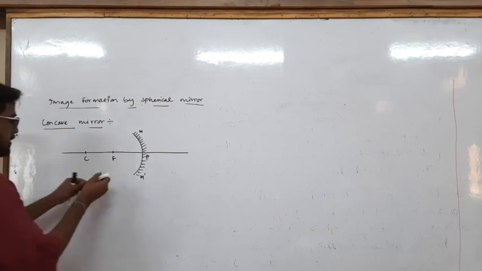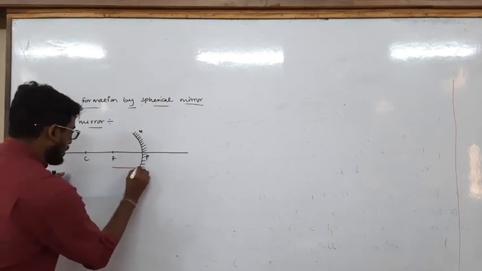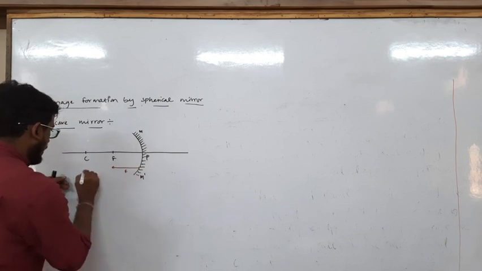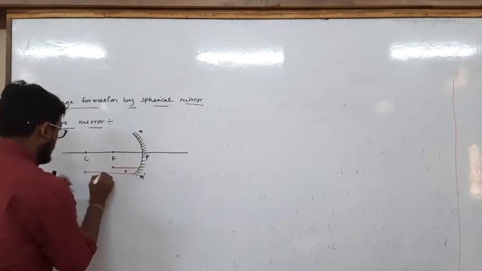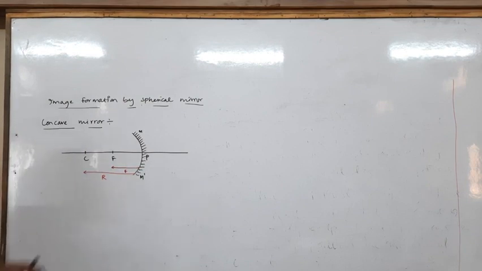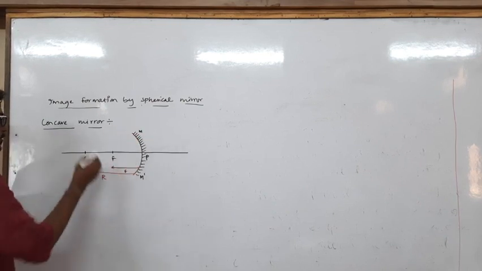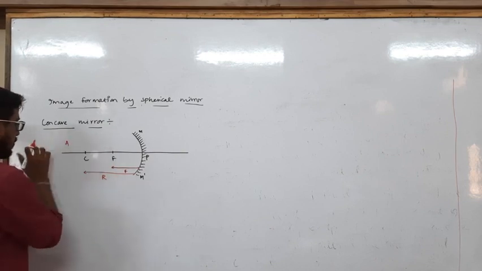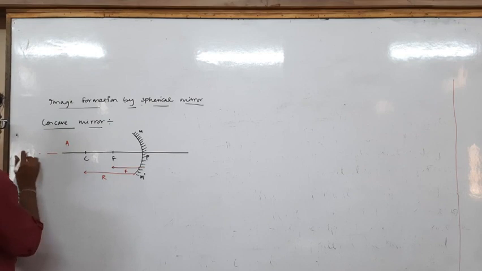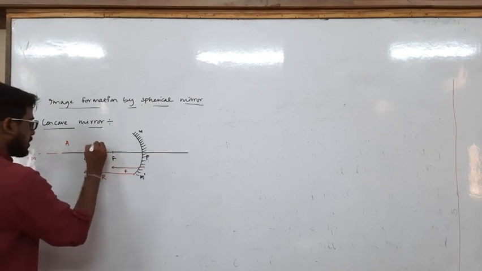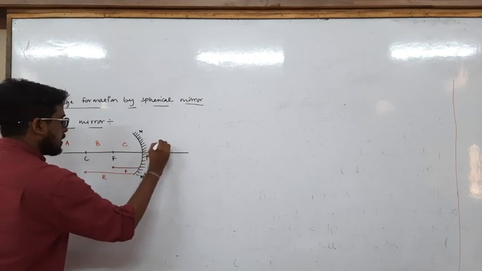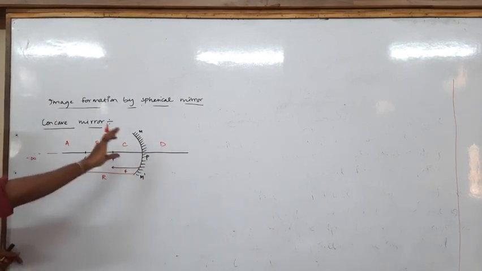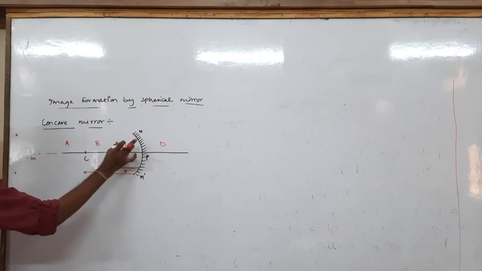Here this length is known as the focal length F, and this is known as the radius of curvature R. For a concave spherical mirror, focal length is negative and radius of curvature is negative. Incident light is taken from left to right. The complete system can be divided into 4 parts. This portion is A, from minus infinity to the center of curvature. This portion is B, this is C, and this is D. There are 4 regions: A, B, C, D.